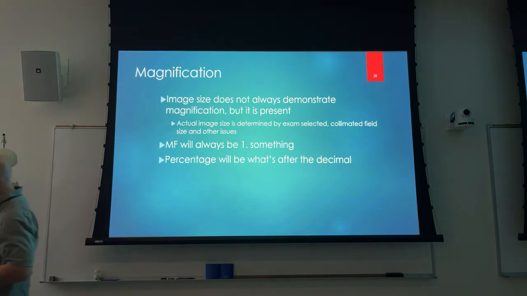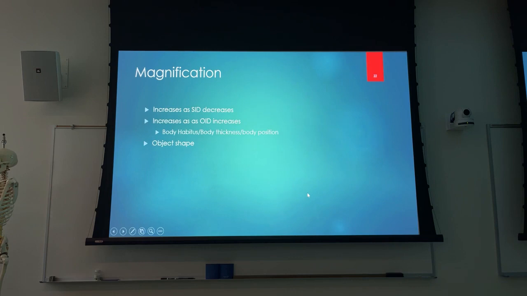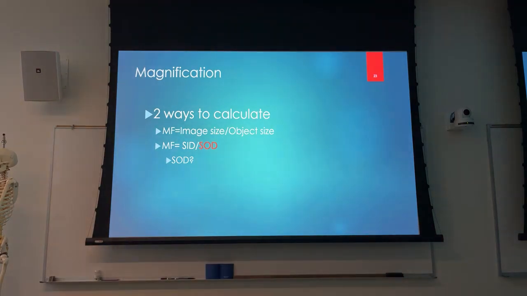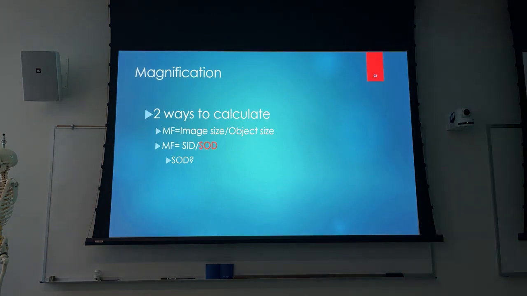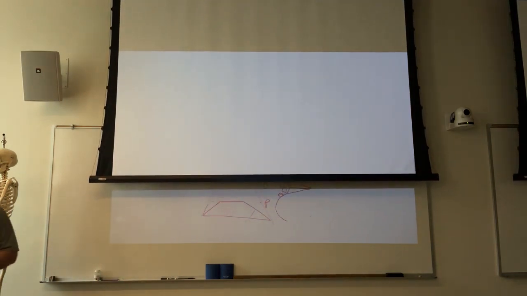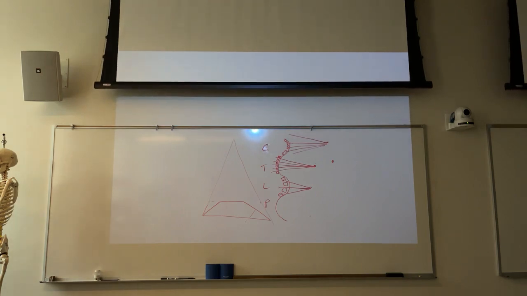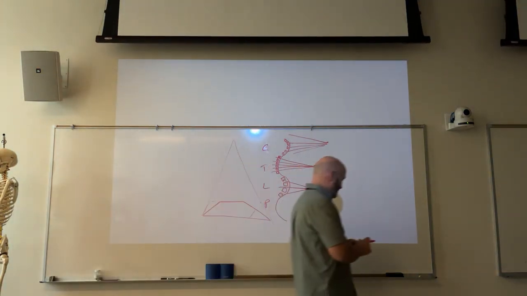Okay, so let's go back to our formulas for magnification factor, and we'll end here. Okay, so image size over object size. Let me get rid of this. I say get rid of this. Okay, I don't want to get rid of either one of them. This thing's mad at me now. All right, we'll do this. Just turn it off. It won't even turn off.